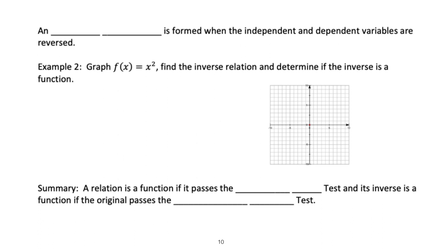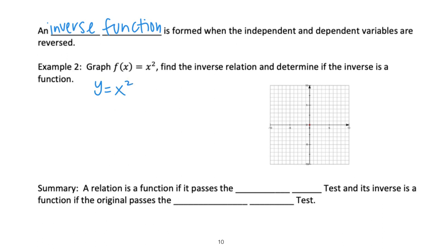All right, now we're going to talk about inverse functions. So an inverse function is formed when the independent and dependent variables are reversed. What on earth does that mean? So let's graph this equation that they gave us in this first example. It says, let's graph the equation f of x, or y equals x squared.